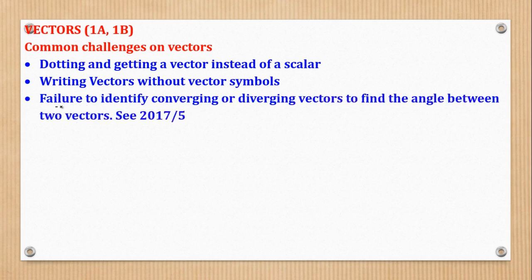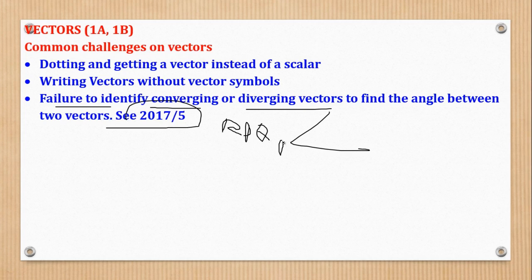Then another challenge is failure to identify converging and diverging vectors to find angles. In this year, they wanted the angle between RPQ. It means that you have to write your P here and R here and Q here. Diverging means the arrows are moving away from a common point. Therefore, you are supposed to use PQ and PR. If you use PR and QP, that is already not okay.